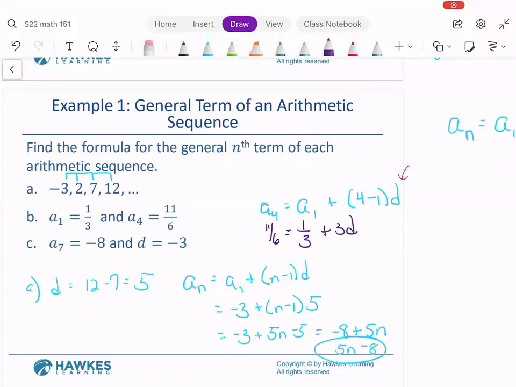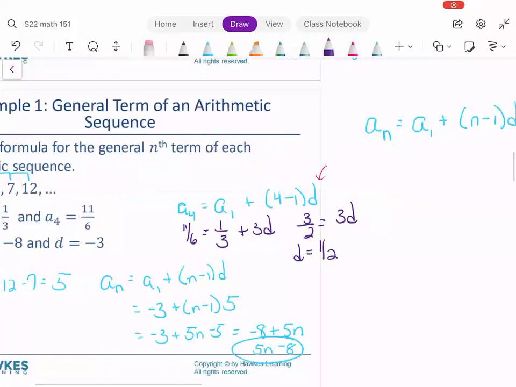Doing some algebra here, we get 3 halves equals 3d, or d equals 1/2. We can substitute back in now, and we get our formula to be a sub n is equal to 1/3 plus n minus 1 times 1/2, which results in 1/2 n minus 1/6.